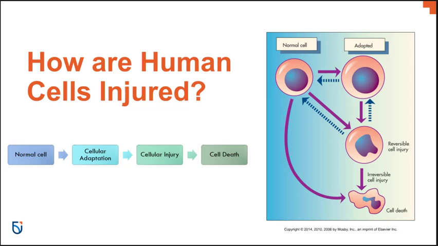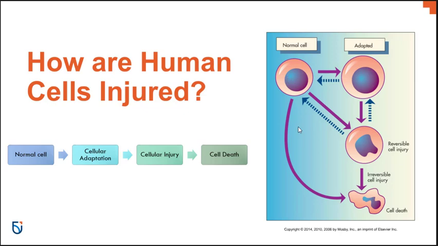In Altered Cellular and Tissue Biology 1, we spoke about how human cells adapt under certain circumstances. But what happens when the adapted cell is constantly sustaining the stimulus that caused it to adapt in the first place? Well, cellular injury. And as you'll learn soon, cellular injury can be reversible, but it also can be irreversible depending on the extent of injury and the length of time that the cell has been injured. And when you have an irreversibly injured cell, it will die.